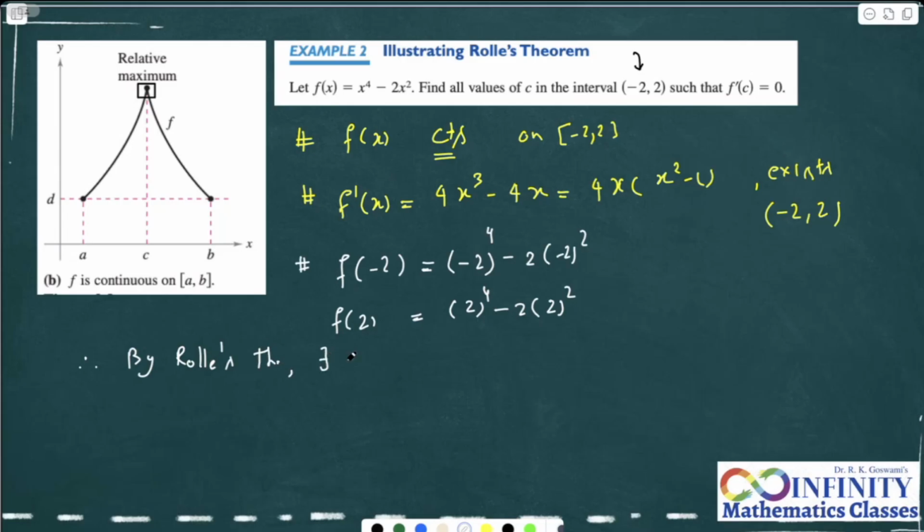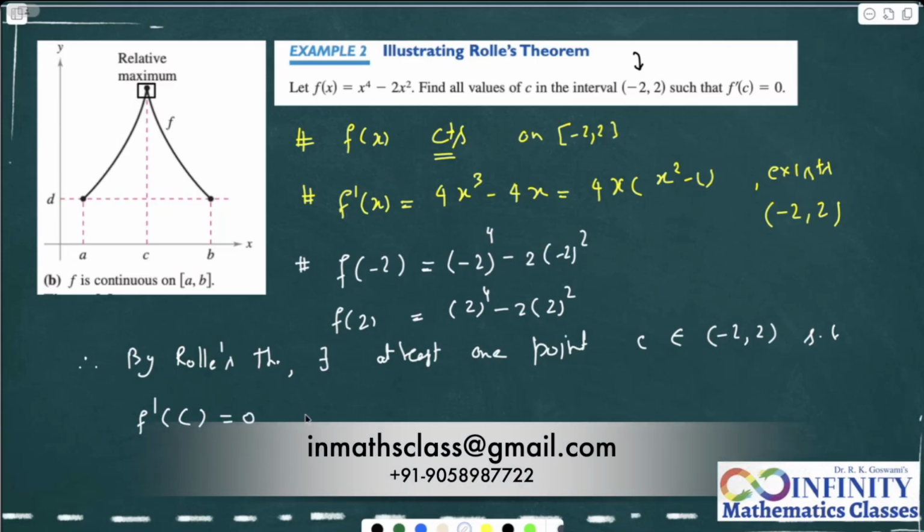there exists at least one point. Like I have given an example, there exists more than one point, at least one point, small c belonging to the interval -2 to 2, such that the derivative at c is going to be 0. So the derivative expression you already have.